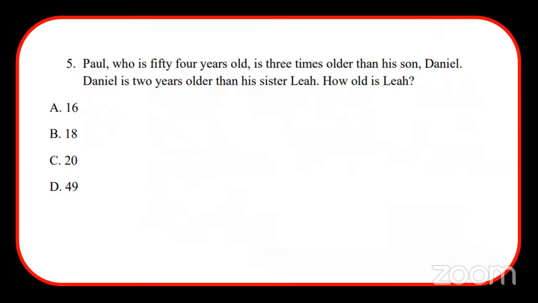I see Skyline says 16 because 54 divided by 3 is 18. So now we know Daniel's age. So it says Daniel is 2 years older than Leah. So 18 take away 2 is 16. So Leah is 16. Now I like that explanation a lot.